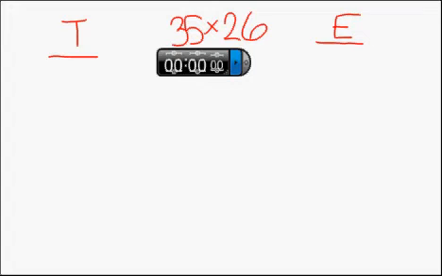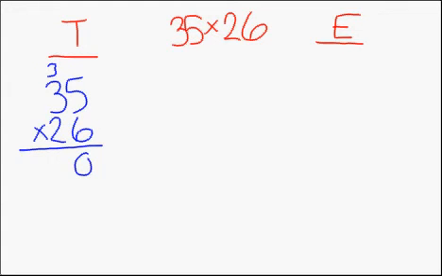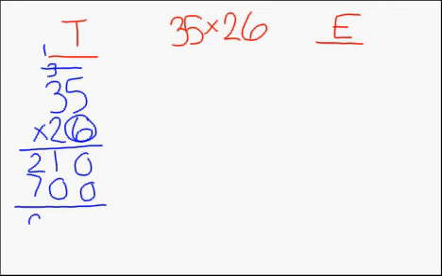Okay, should be done. Let's go ahead and look at how you did the problem. You should have done this on your paper, so check it just to make sure. 35 times 26. 6 times 5 is 30. 6 times 3 is 18, plus 3 equals 21. Done with the 6. 2 times 5 is 10. 2 times 3 is 6, plus 1 is 7. You add together, and it should be 910.